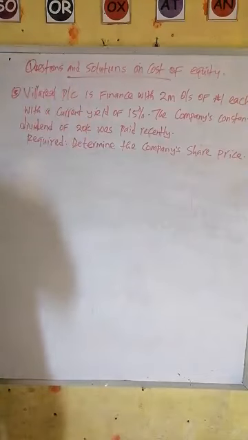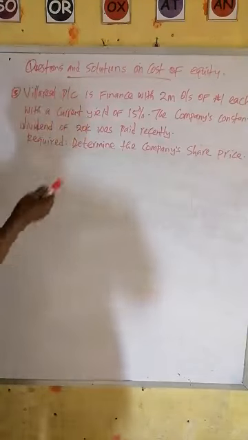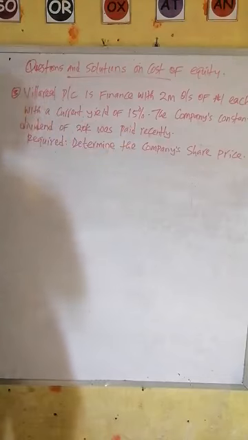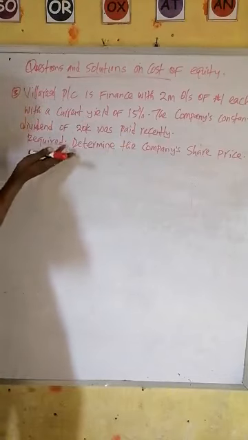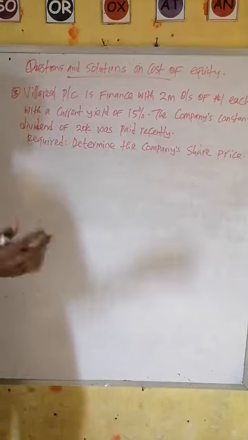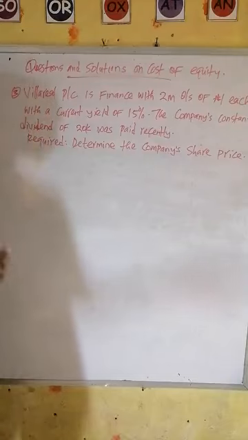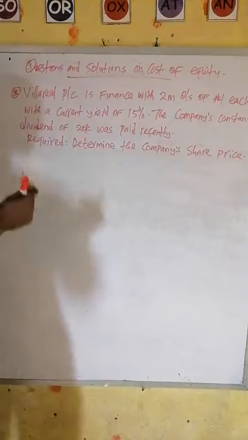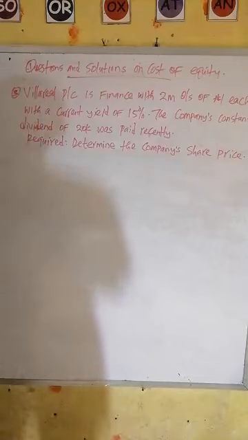The next question to ask yourself is, is there any growth in this question? Because if there is growth, that is when you are going to know the formula to use in solving this particular question. We have different forms of formulas. These are the formulas which we have for cost of equity.